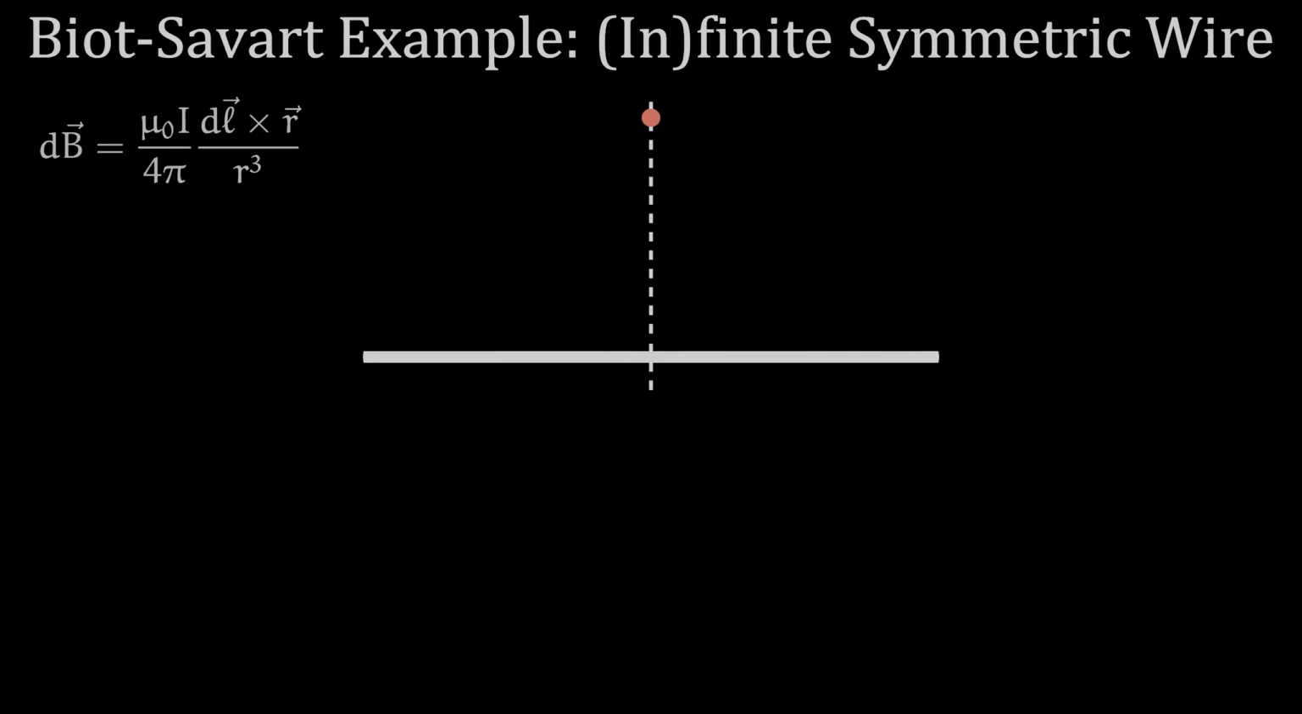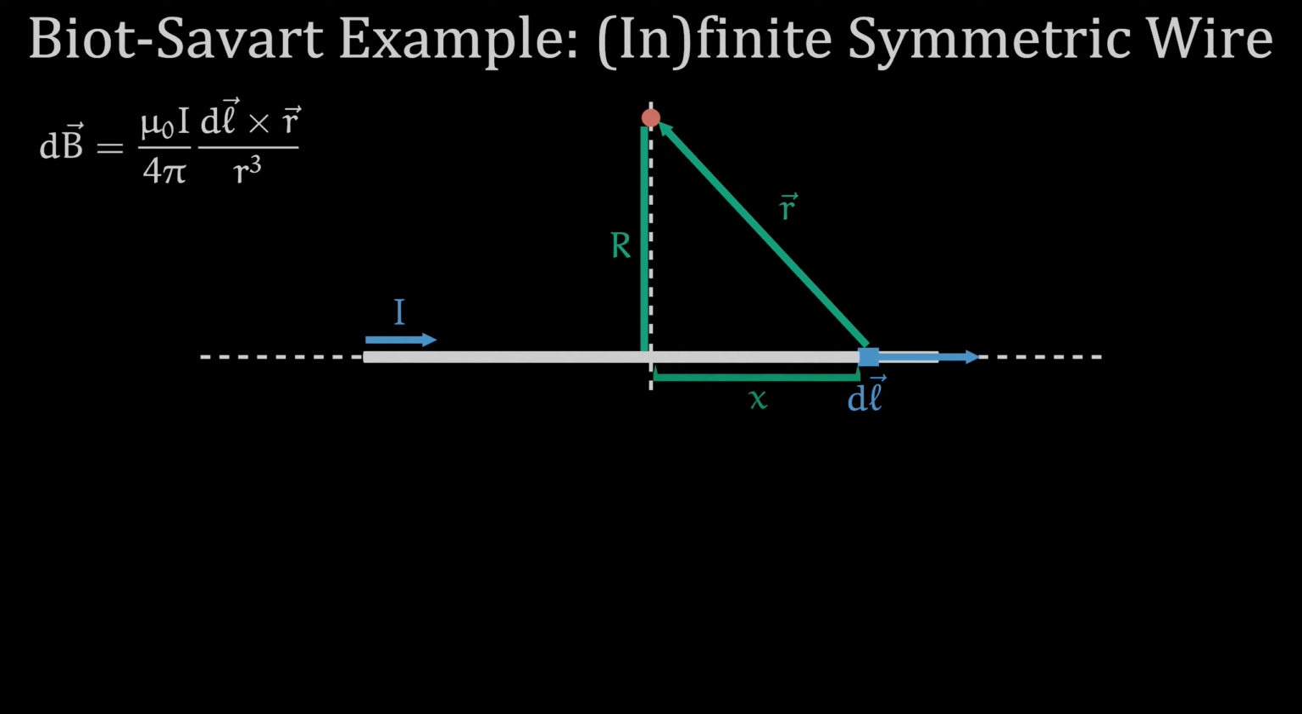If we take the current to be flowing to the right, then we can pick an arbitrary piece of the wire to represent our infinitesimal length dl, which will also be directed to the right. From this vector dl to the point of interest on the vertical axis, we have vector r. The distance from the midpoint of the current wire to the point of interest is a distance capital R. If we take the direction along the wire to be the x-axis, and the direction along the vertical to be the y-axis, then the distance from the midpoint to vector dl is a length x.